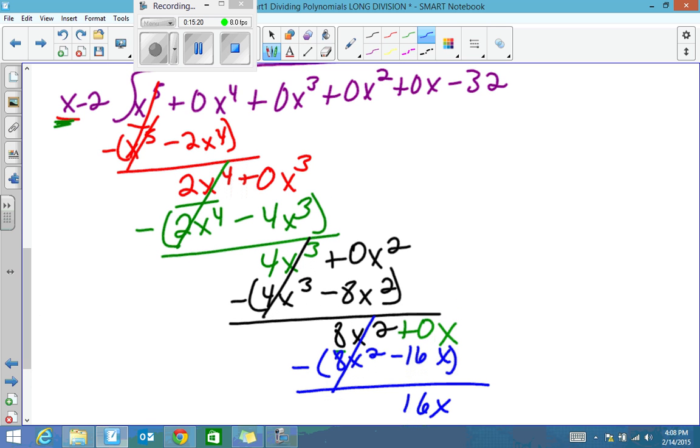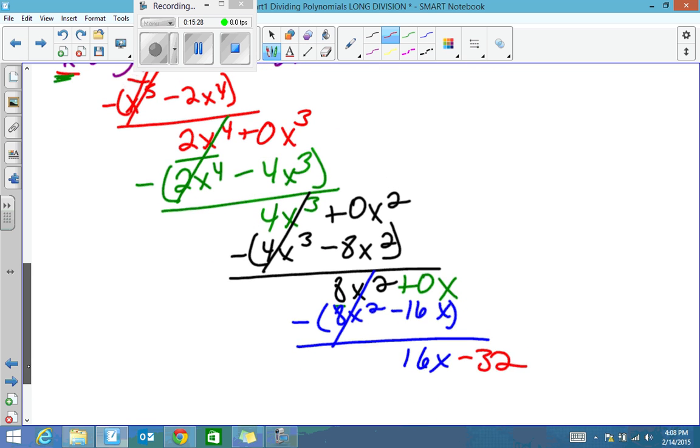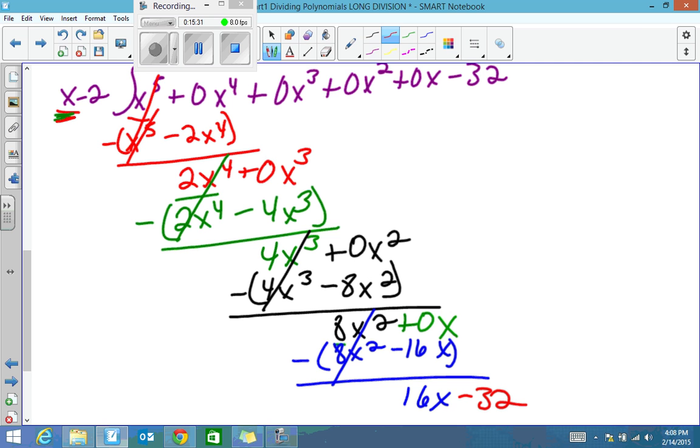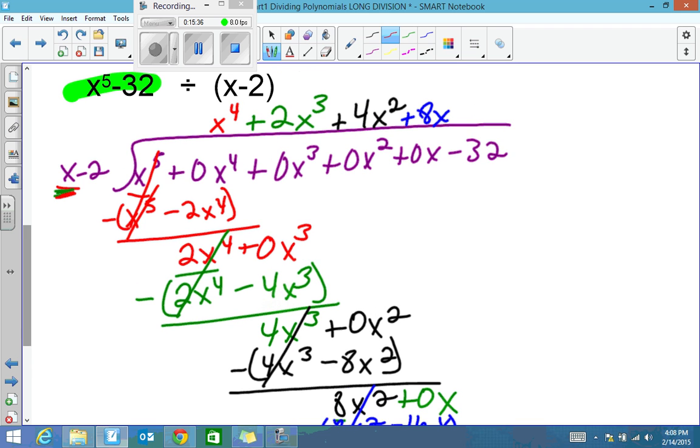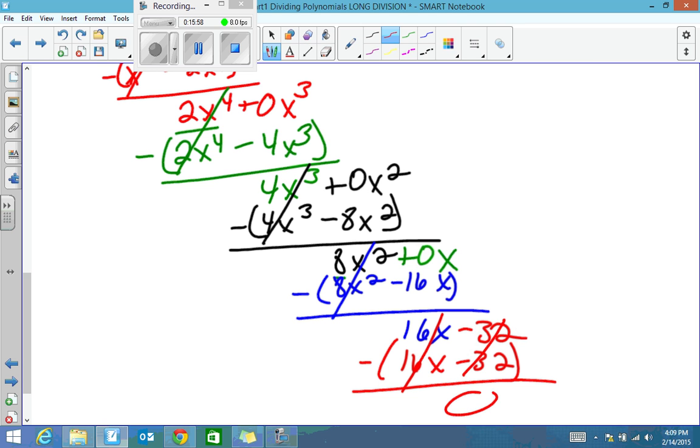Now we bring down our next term, which is negative 32. And we ask the question, what do we multiply x by to get 16x? And the answer would be 16. So we go up here and write 16. 16 times x is 16x. 16 times negative 2 is negative 32. We subtract, and now 16x minus 16x is 0. Negative 32 minus a negative 32 is plus 32, so it results in 0.